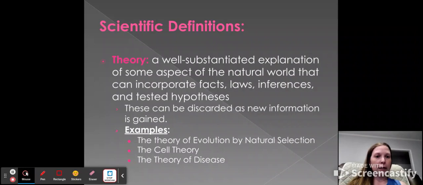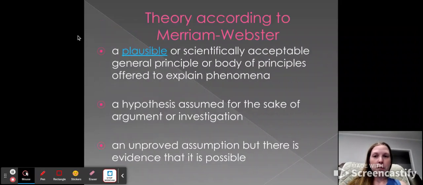ideas in science. But some examples of theories that have been in a certain regard accepted in the history of science are the theory of evolution by natural selection, cell theory, and the theory of disease.